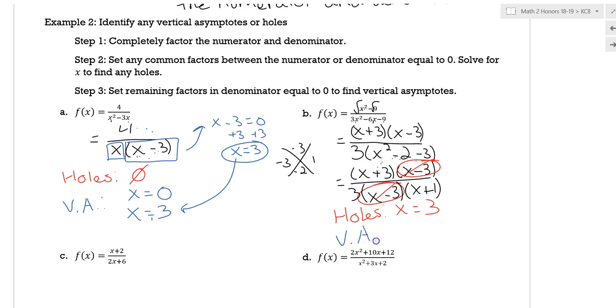Vertical asymptotes. This 3 doesn't matter. Again, I'll show why. If I say 3 equals 0, there is nothing I can do to make this true. So while there is a 3 in the denominator, it doesn't tell us anything about a vertical asymptote. It's really just from this x plus 1. So x equals negative 1 is our vertical asymptote there. Okay.